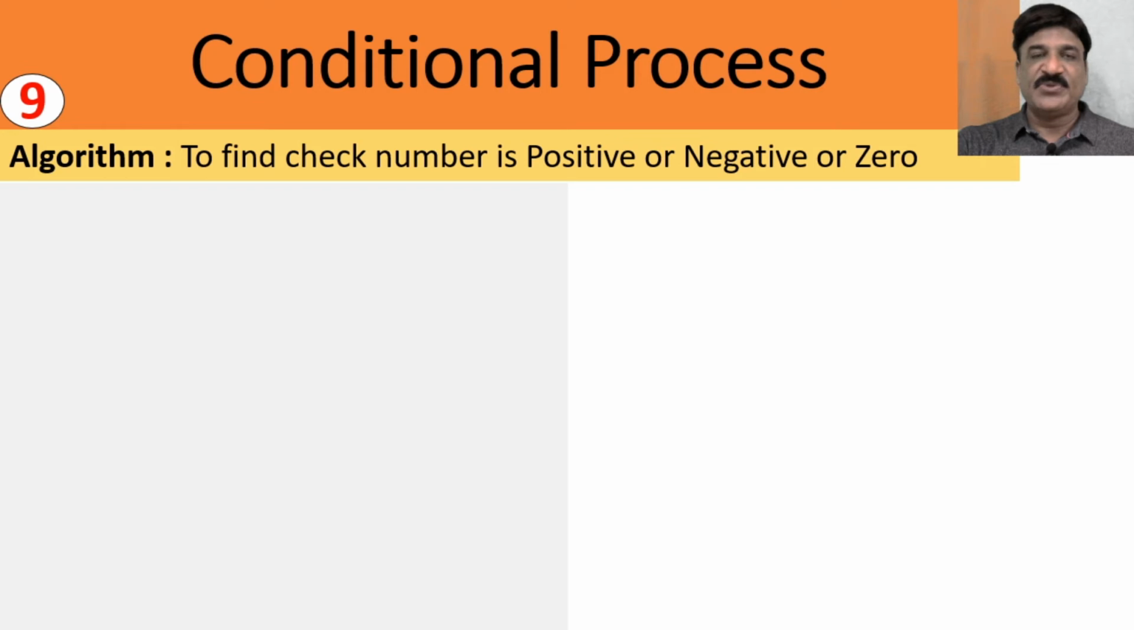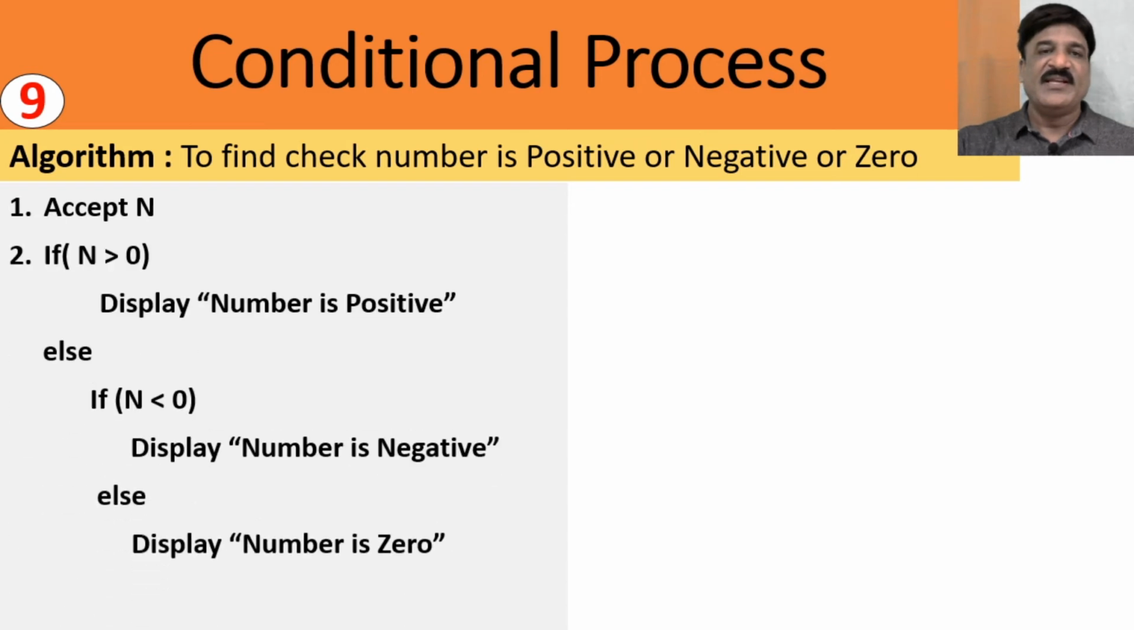Now, to check whether a number is positive, negative or 0, how many numbers do you need to accept? Only one. Now check if it is greater than 0. So how are you going to check? If n is greater than 0, that number is positive. Else, if n is less than 0, that number is negative. Else, the number is what? 0.